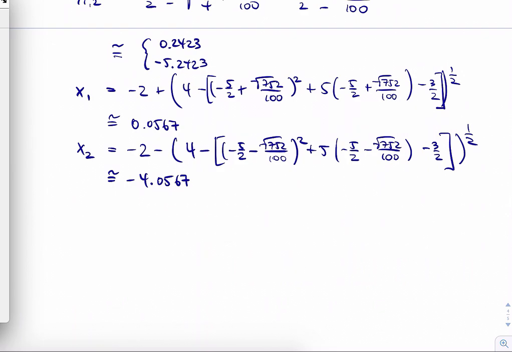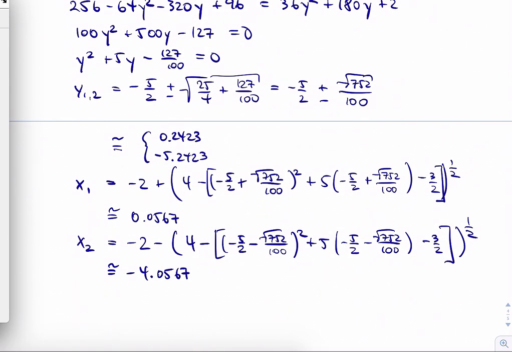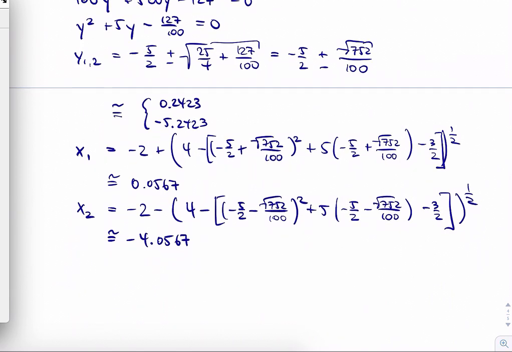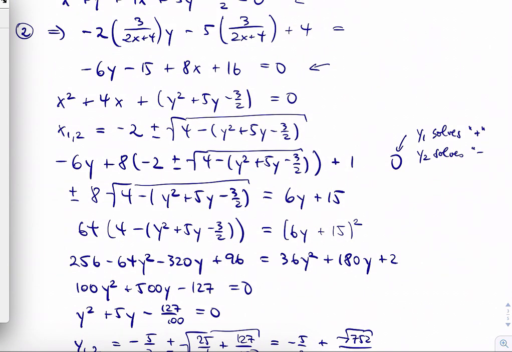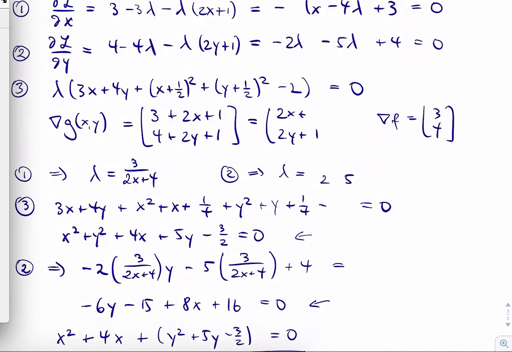Well, okay, so now we have candidate points x1, y1, and x2, y2. We found relations for lambda here. Nope, something happened here. I must have hit the back button a few times too aggressively. So this was 4 over 2y plus 5, and here I had condition 3, this was minus 2 equal to 0. Okay, that must have been the back button.